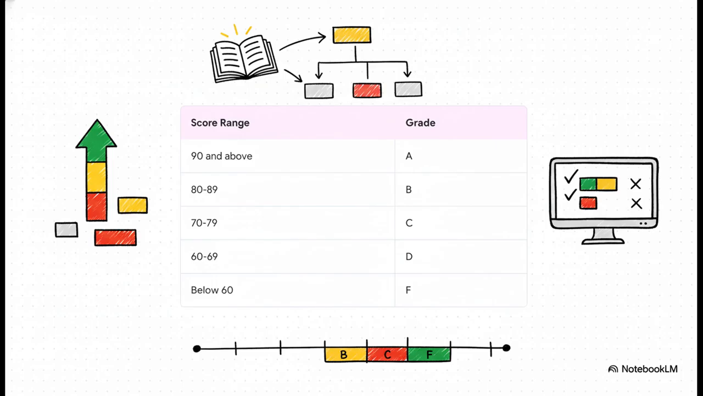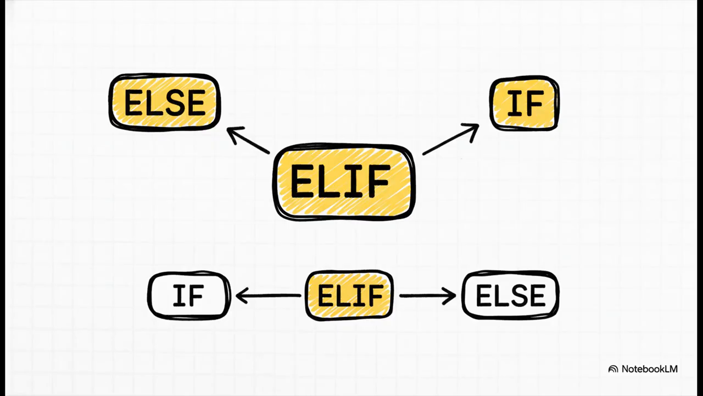This is a perfect example of where we need more than just a simple if-else. And the tool we use for this is called elif, which is really just short for else if. It's a clever little keyword that lets us add as many extra checks as we want in between our first if and our final else.